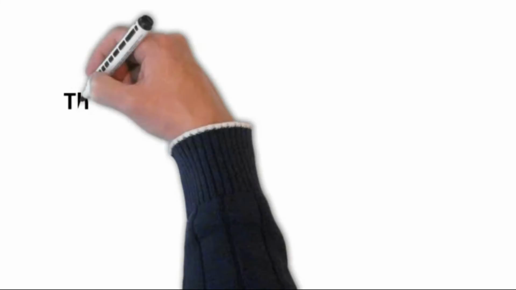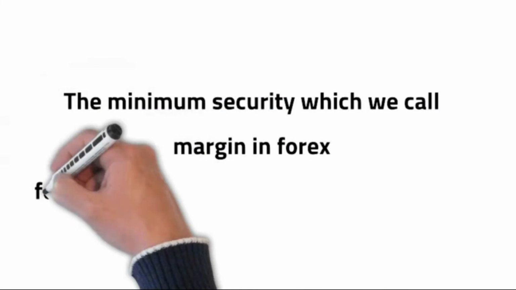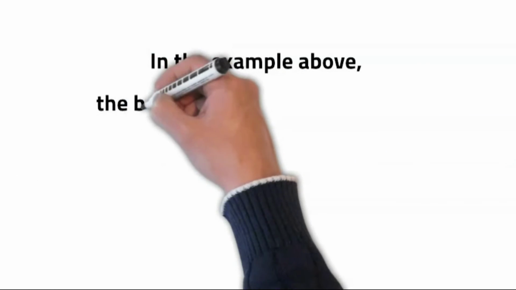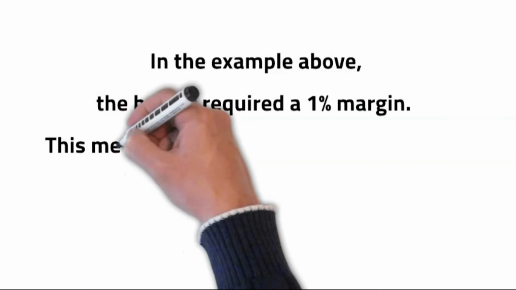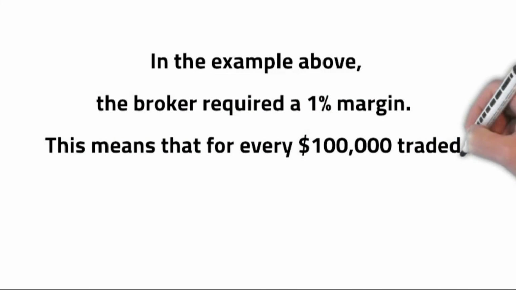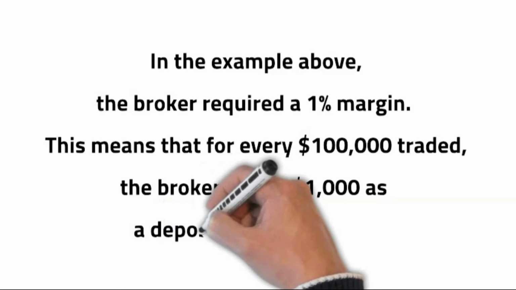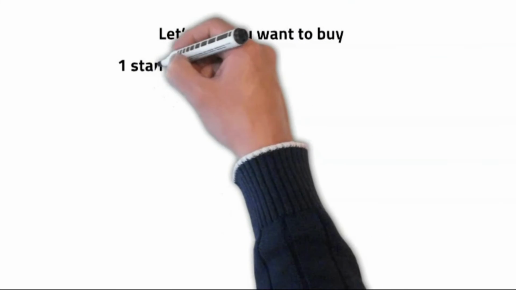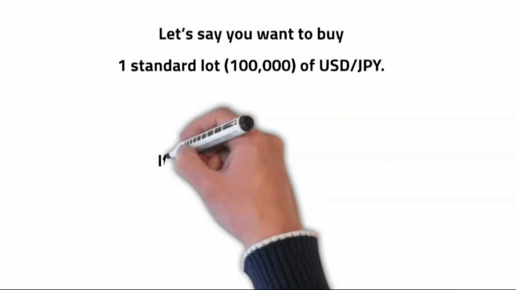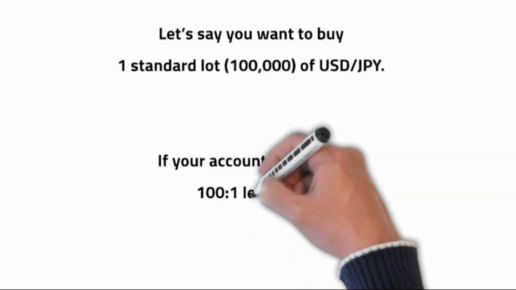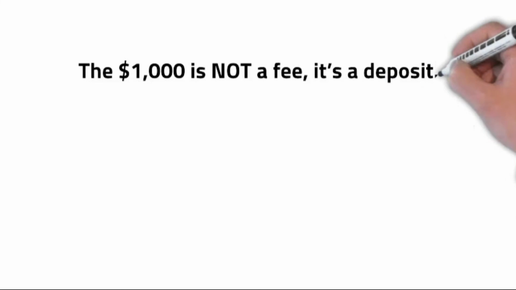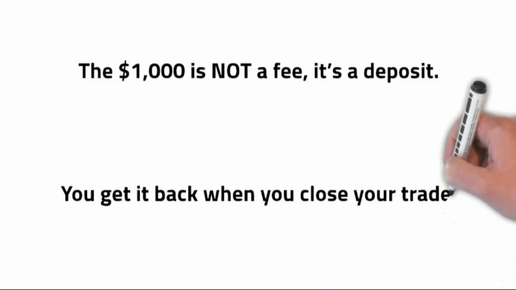The minimum security, which we call margin in Forex, for each lot will vary from broker to broker. In the example above, the broker required a 1% margin. This means that for every $100,000 traded, the broker wants $1,000 as a deposit on the position. Let's say you want to buy one standard lot, 100,000, of US dollar to Japanese yen. If your account is allowed 100 to 1 leverage, you will have to put up $1,000 as margin. The $1,000 is not a fee, it's a deposit. You get it back when you close your trade.